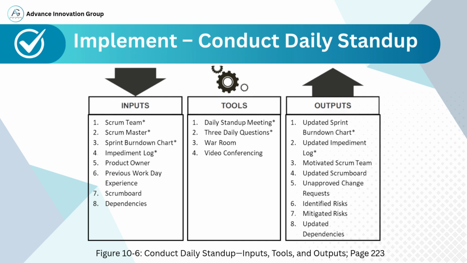Outputs. After the daily stand-up, we expect these results: updated burn-down chart and impediment log. A motivated Scrum team with shared clarity. Updated Scrum Board with current task status. Awareness of unapproved change requests. Risks identified, mitigated, and updated dependencies. This process ensures team alignment, early detection of issues, and continuous progress during the sprint.